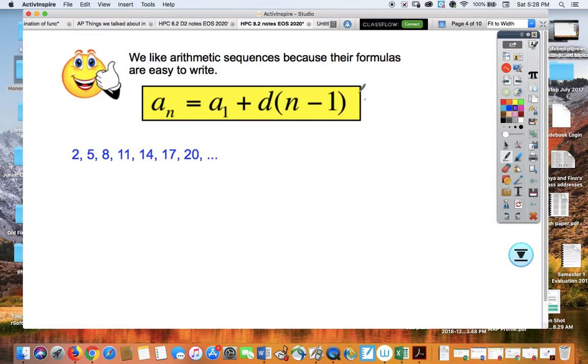So here is your formula. This is only going to be used if it's arithmetic. So only if your list of numbers is being added the same amount each time. A sub 1 is your first term. D is that common difference. As long as you know those two things, you got your formula.